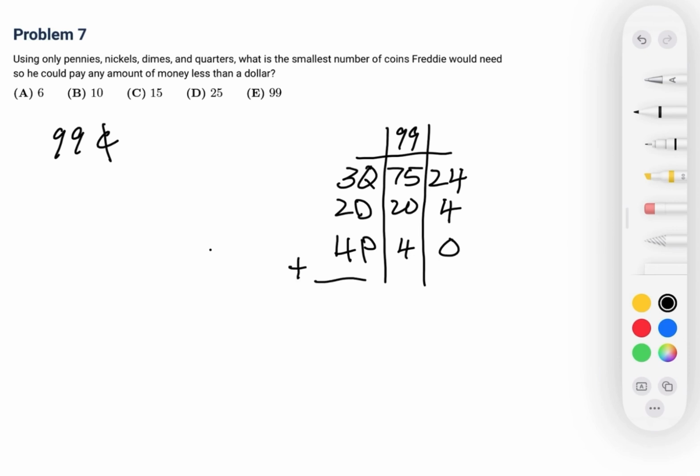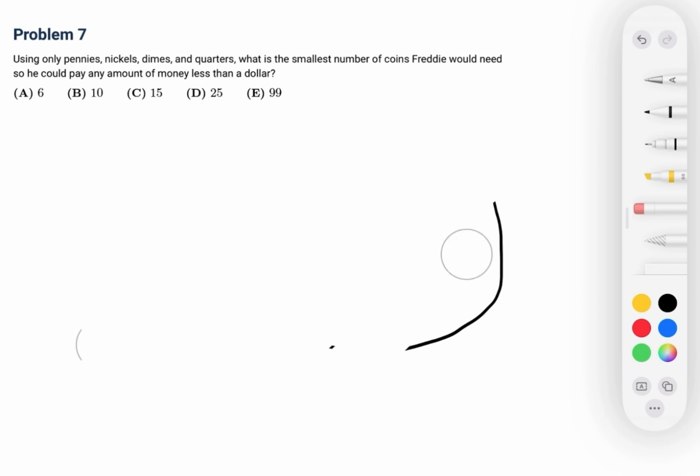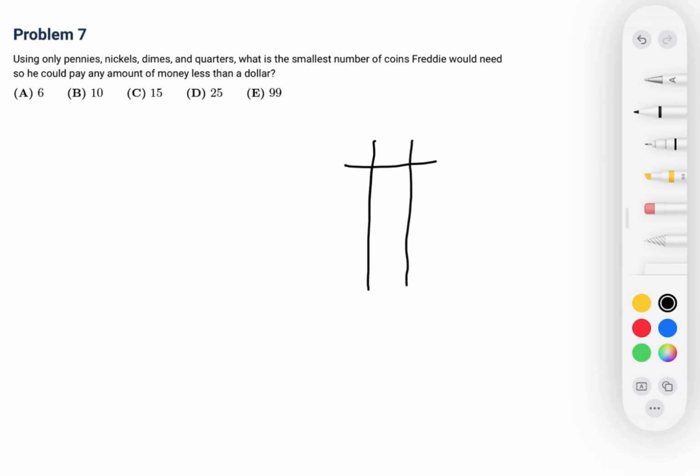Adding up the number of coins, we get 9. But if you notice, we don't have a 9 option. So, we can assume that the problem wants us to use one of each coin, which we didn't use nickels in this case. So, what we can do is set up another case with our table and 99 cents back at the top.